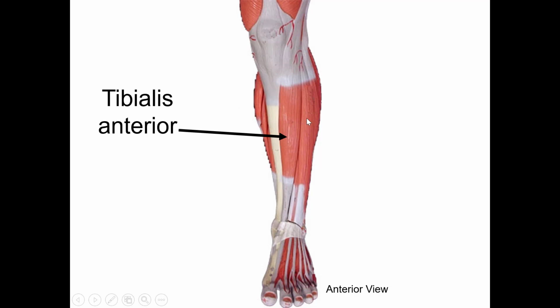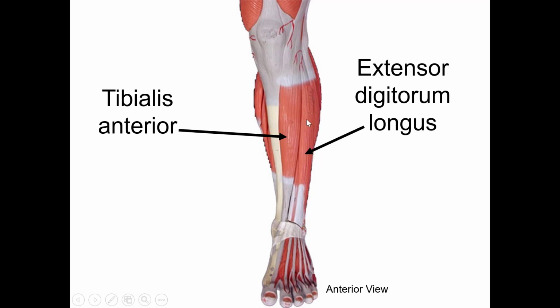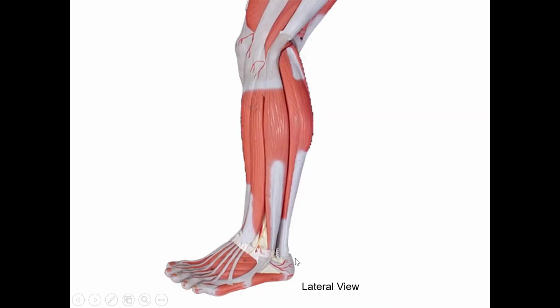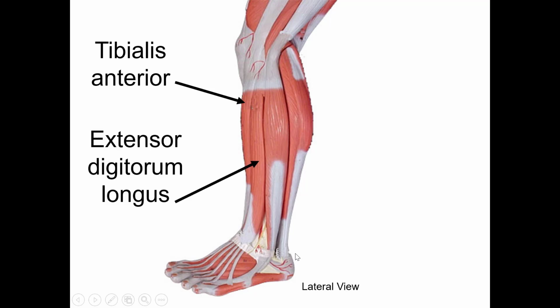As we move lateral to the tibialis anterior, we find the extensor digitorum longus, and notice how the tendons of this muscle go down all the way to the toes here. So when this muscle contracts, it will extend the toes as well as dorsiflex the foot. As we move to the lateral view, you can still see the tibialis anterior and the extensor digitorum longus.